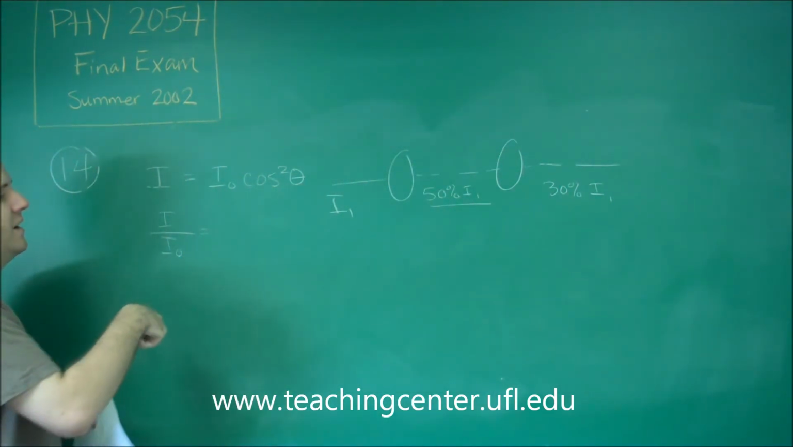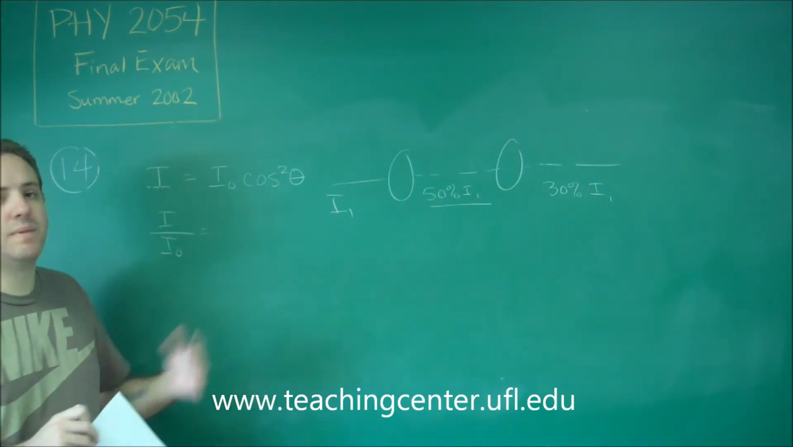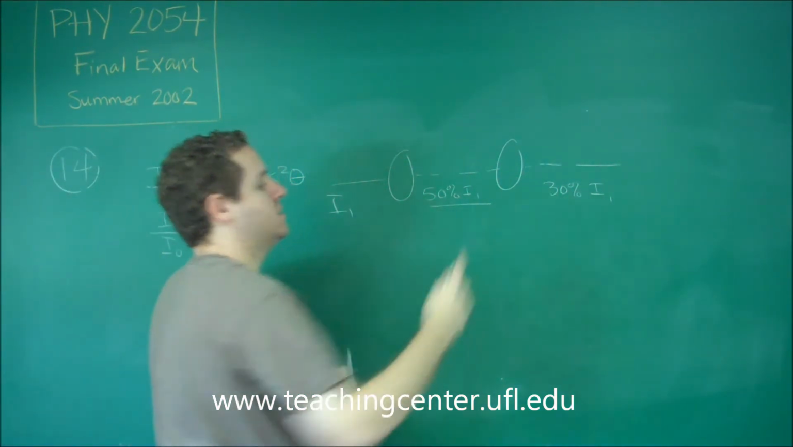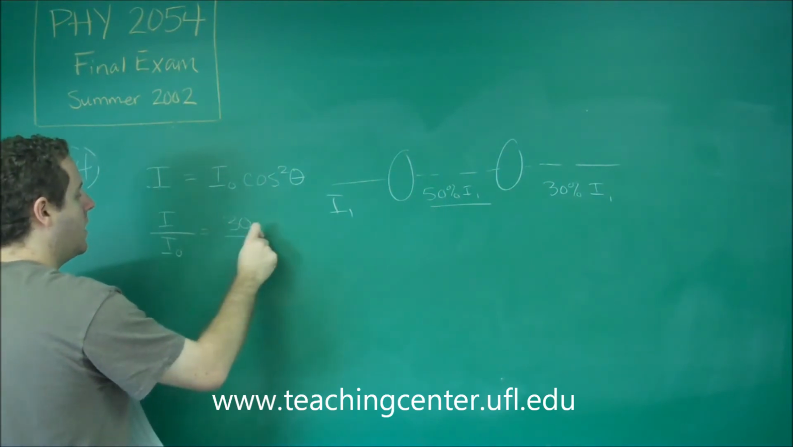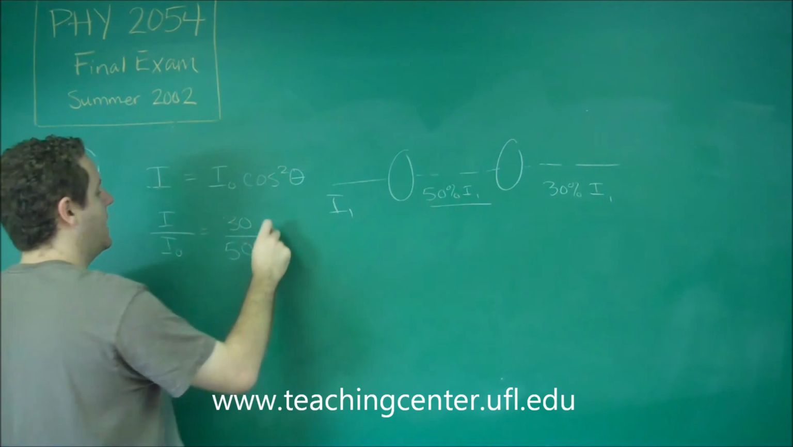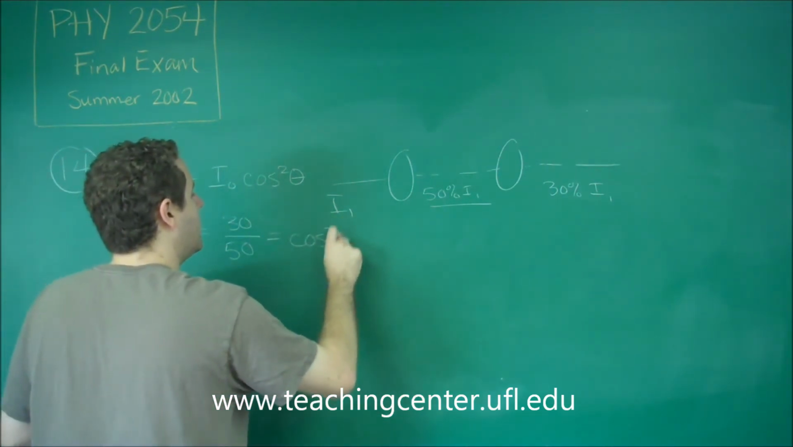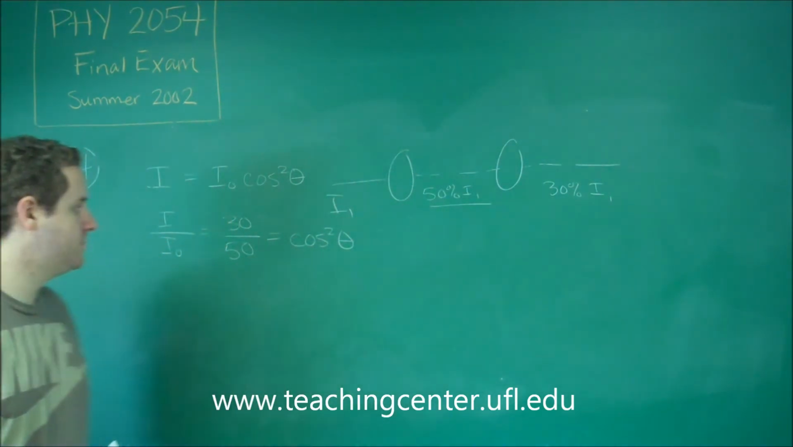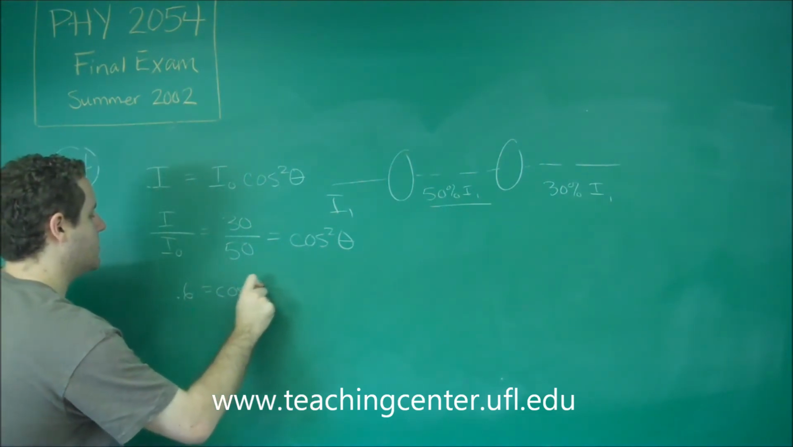So I over I naught, you can just pretend, since we're dealing with percentages anyway, it doesn't matter. Let's just assume this was 100. So this would be 50 and this would be 30. So our transmission is 30 and its incident on that was 50. That has to equal I over I naught, has to equal cosine squared of the angle difference between those two polarizers. So we get 0.6 equals cosine squared theta.